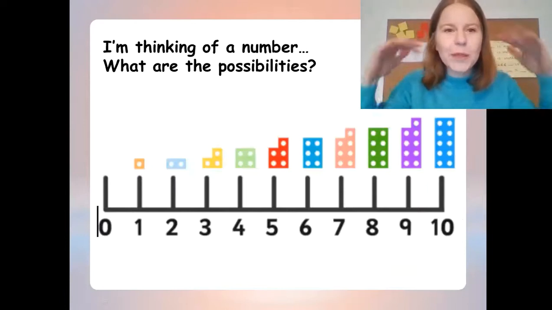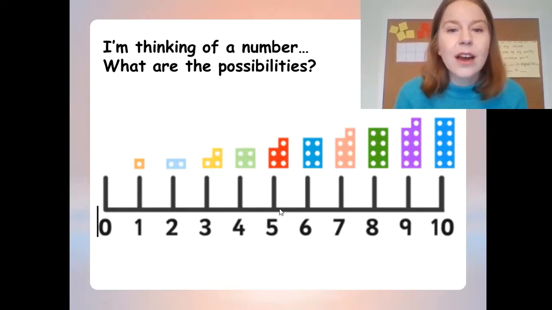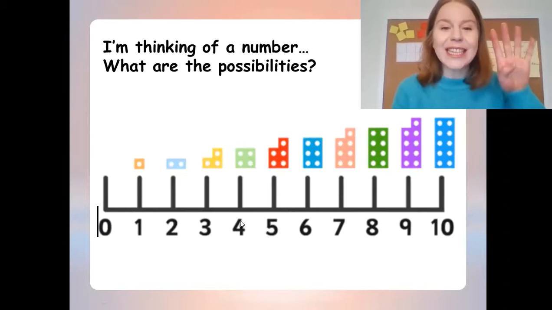So to get our brains warmed up, we're going to play a game. My game is thinking about all the possibilities. I'm thinking of a number that's from 0 to 10. My number is less than 5, so it could be 4, 3, 2, 1. But then the second clue says it's more than 3. What number is it? That's right, it's the number 4.